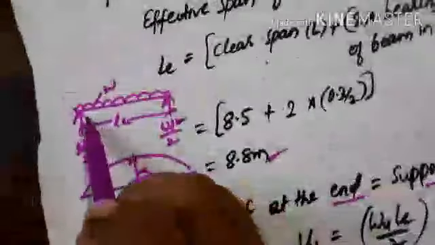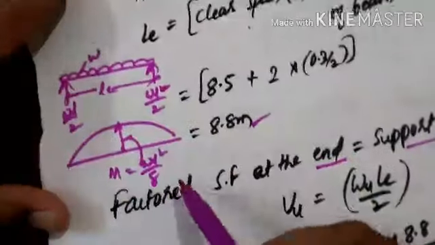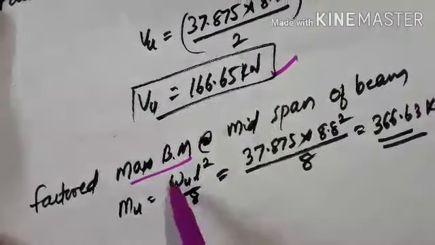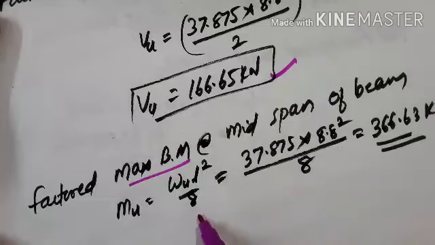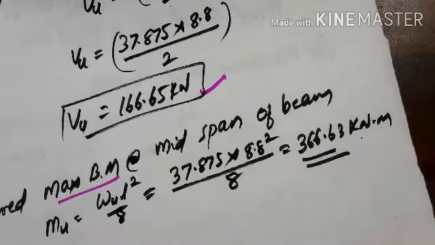Next you have to calculate the factored maximum bending moment. For a simply supported beam carrying a UDL, the maximum bending moment will be WL square by 8 at mid span. That is, the factored maximum bending moment at mid span of the beam will be WL square by 8. We get 366.63 kilonewton meter.